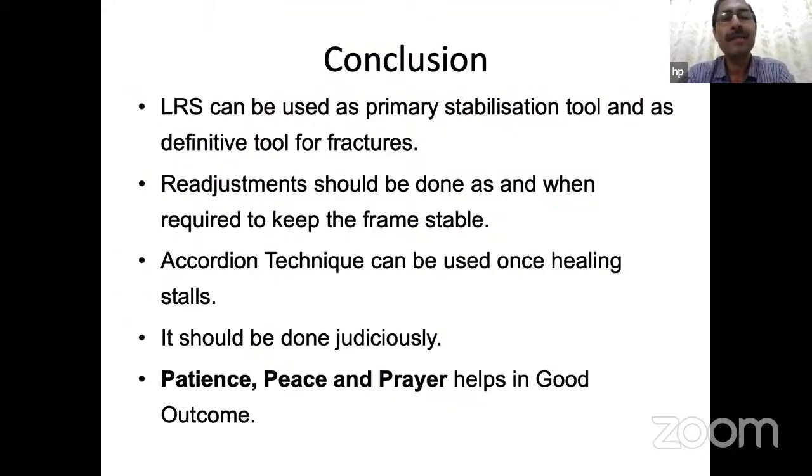LRS is a good device in cases of infected non-union, as a primary stabilization tool as well as a definitive tool. It has a versatility that, according to the situation, we can change the construct and apply new pins as and when required. The accordion technique, as we use in Ilizarov, we can also use in LRS. It should be done judiciously, not too fast or too slow. And in these cases, patience, peace, and prayer help in a good outcome. Thank you.